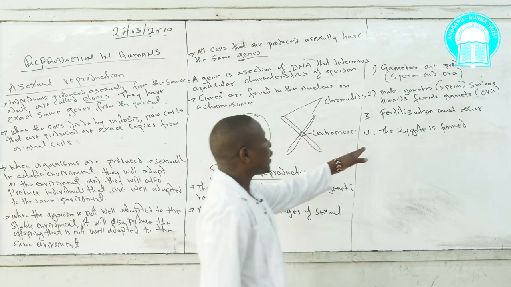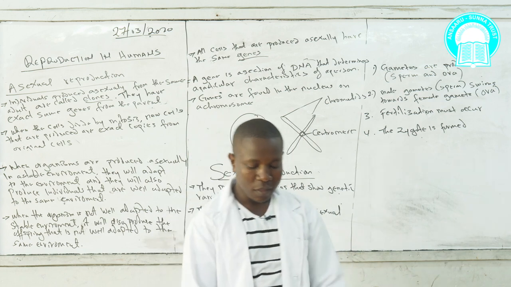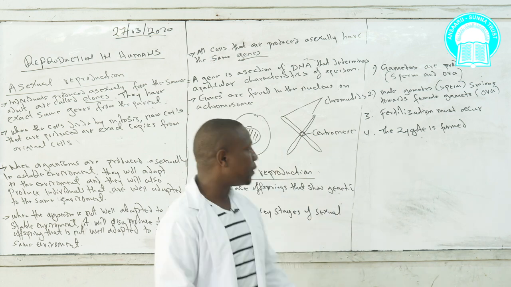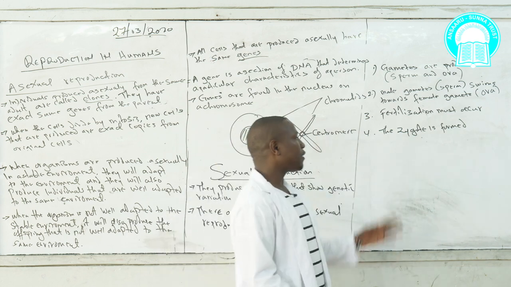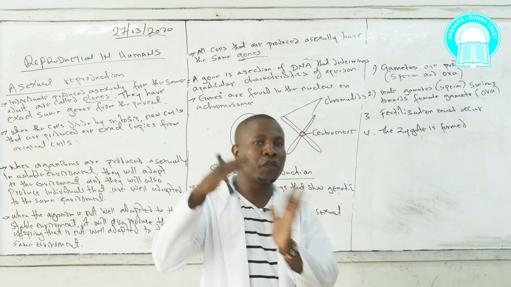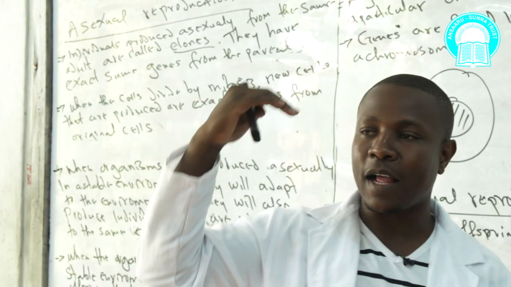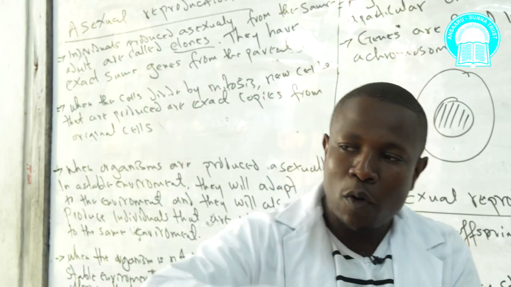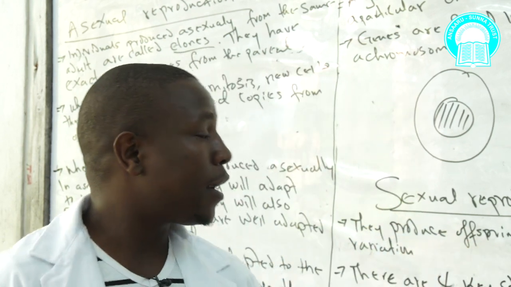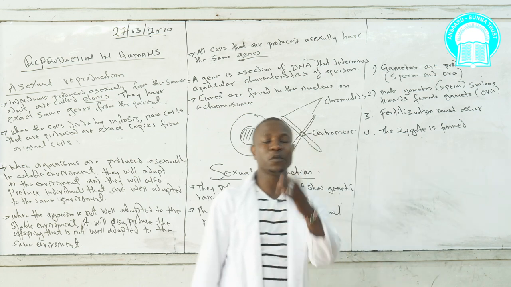And number four, the zygote is formed. So for us to know that reproduction has taken place, the zygote must be formed. If the zygote is not formed, that means the egg was not at the upper part. Fertilization only takes place when the egg is at the upper part of what? Oviduct. But if it's at the lower part of the oviduct or fallopian tube, there will be no what? Reproduction.